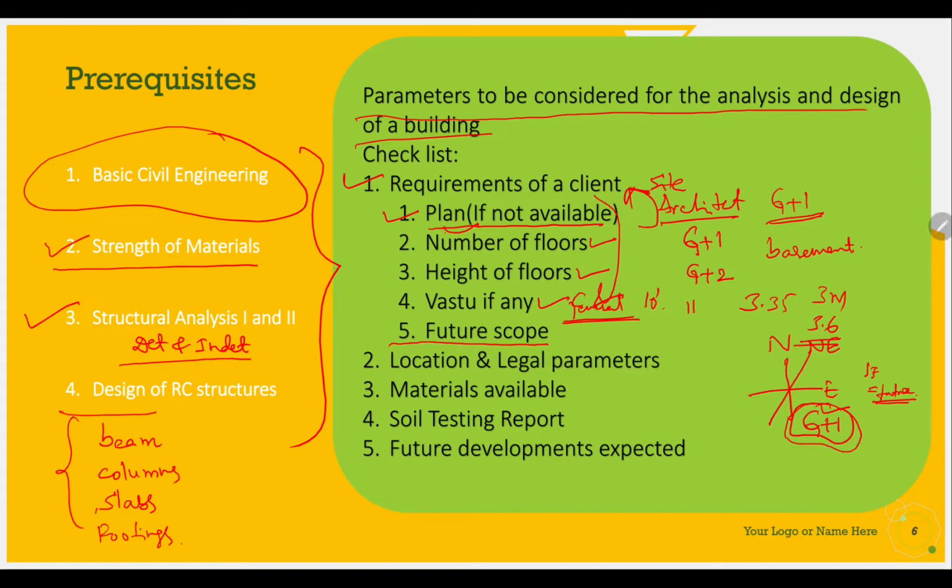Suppose he is constructing a G+1 building. The probability is that he may become wealthier and want to construct one more floor, maybe because of different requirements. All those things should be considered, and you should be thorough with that. If there is no future scope mentioned by the client, you need to design normally for one floor, and if the client is telling 2 or 3, or 1 or 2, we need to design as per that.